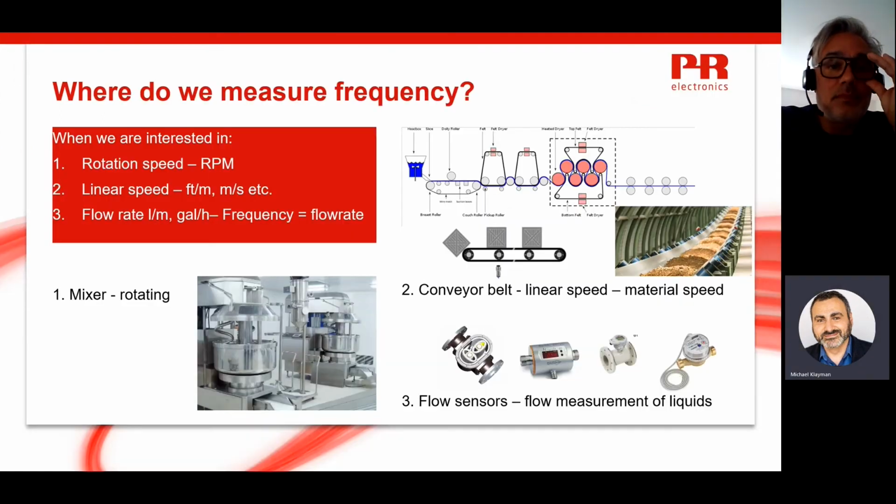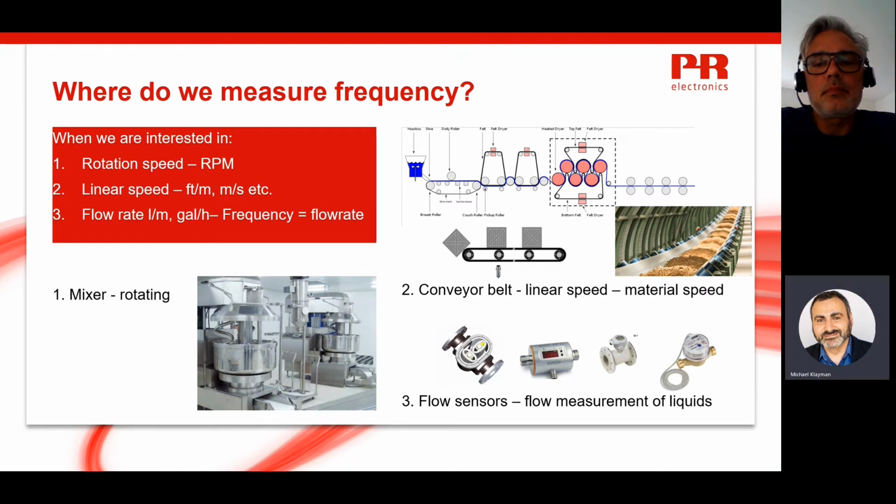Before we start talking about what a frequency signal looks like, let's talk about where we might find this type of signal in an industrial environment. A frequency sensor is typically used to measure the speed of something. Maybe there is a mixer that rotates at a certain speed. A frequency sensor can measure the revolutions per minute, or RPM, to indicate the speed of rotation to an operator.